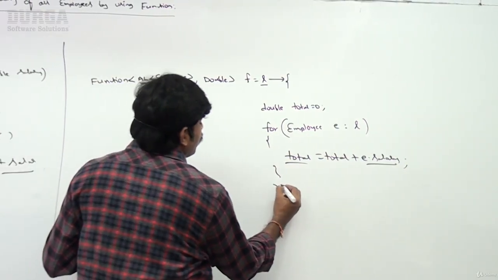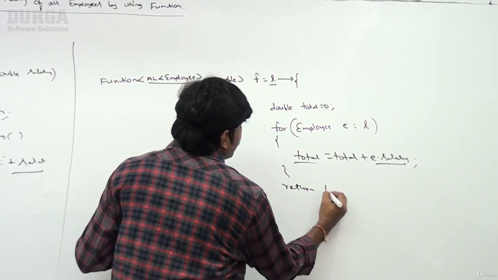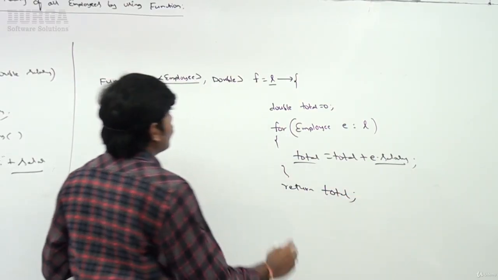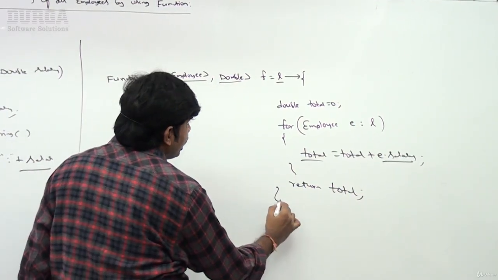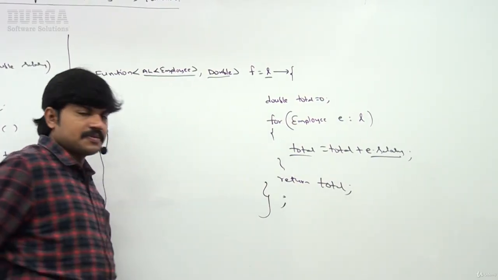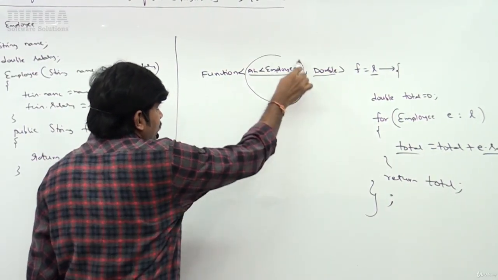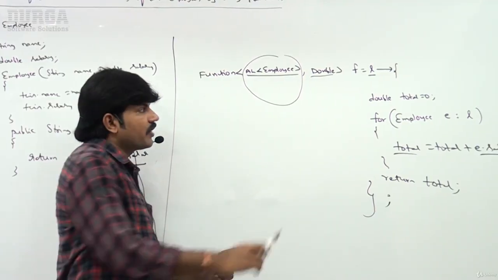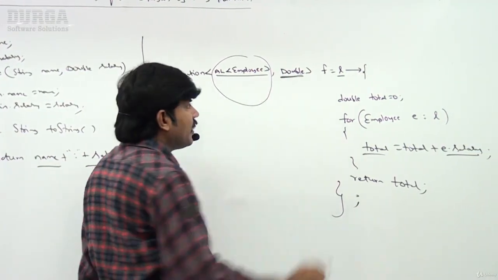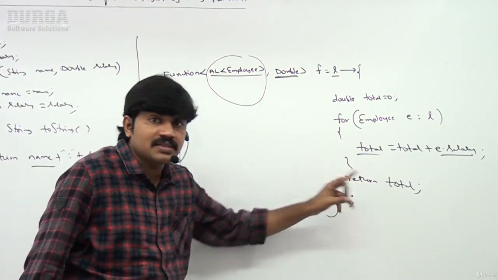Now, return that total. Total is what type, sir? Double type. That's why the end of the function is like this. Everyone can understand: if you provide a list of employees, this function is always going to return a double, meaning the total salary.